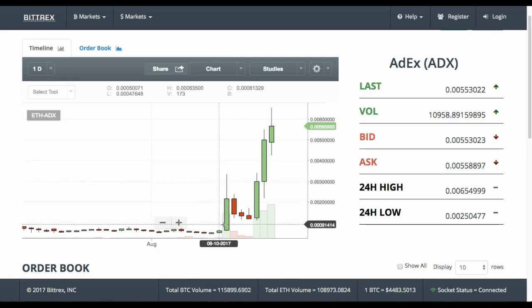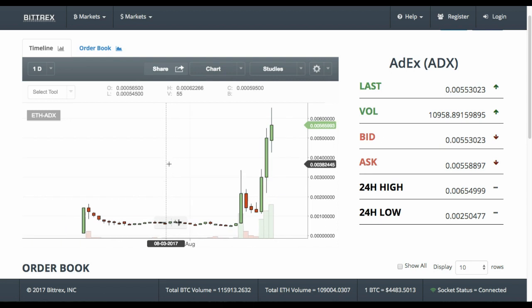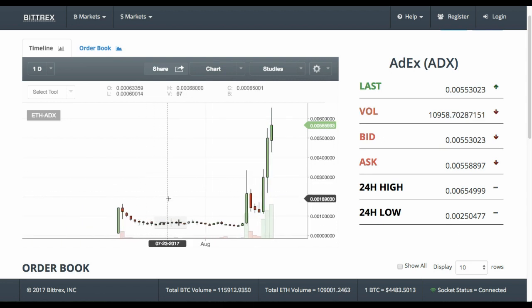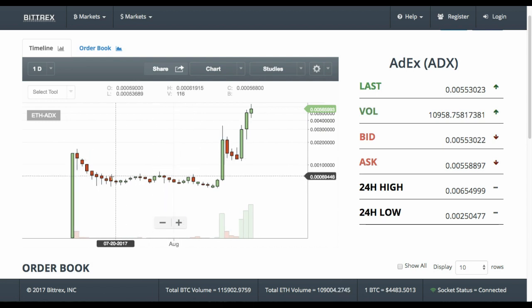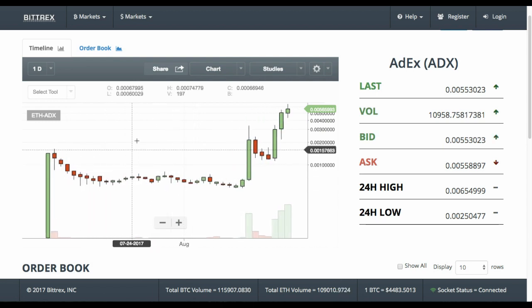We have seen in the last week or so some lovely price gains. We have topped out at a price of 0.00655 roughly, and to give you an indication of the increase, let's go back a little further to see where it came from. Let me just put this on the logarithmic chart for the moment.